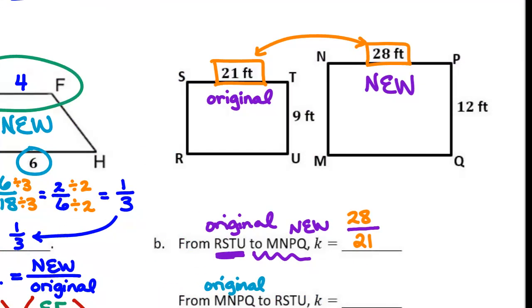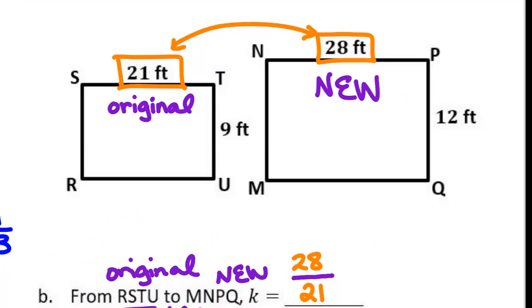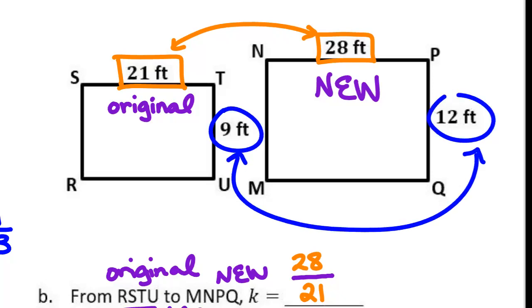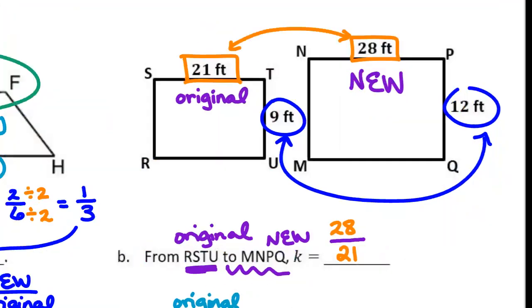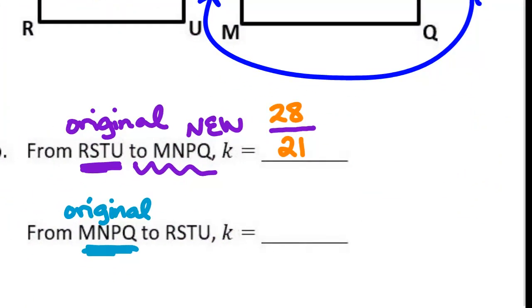Don't we have another pair of corresponding sides between the 2 rectangles? What are the 2 corresponding sides that I have other than that? 9 and 12. If I were to set up that fraction, which one would go in the top? 12 would go in the top. And 9 would go underneath. If I have correctly matched up the corresponding sides, it doesn't matter which one of these I use, I'm going to get the same answer either way.